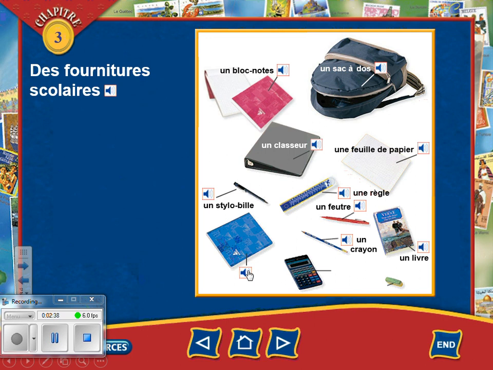Un cahier. This one skips around a little bit. This is actually above feutre. You know the word cahier. We say it almost every day. It's a notebook. A notebook. Un cahier. And you find it under règle, but above feutre.